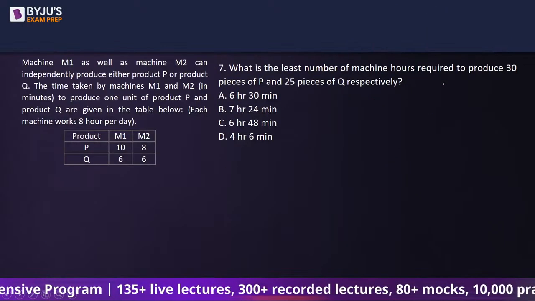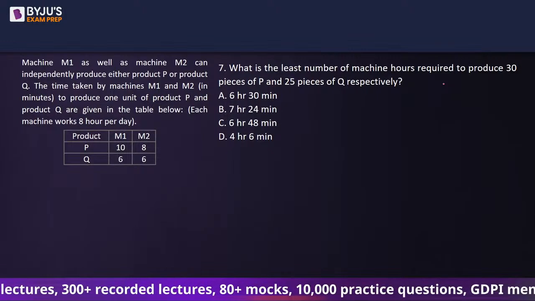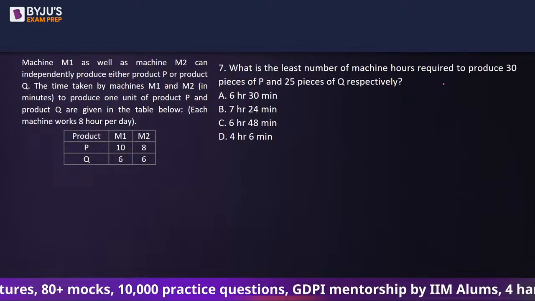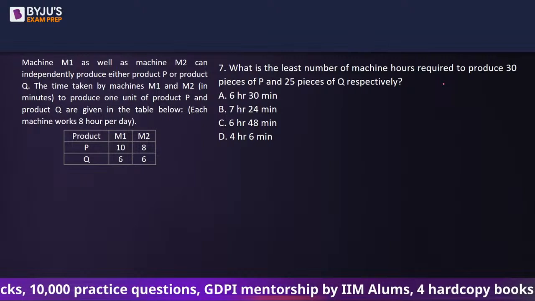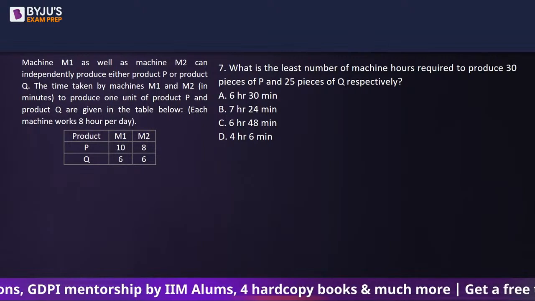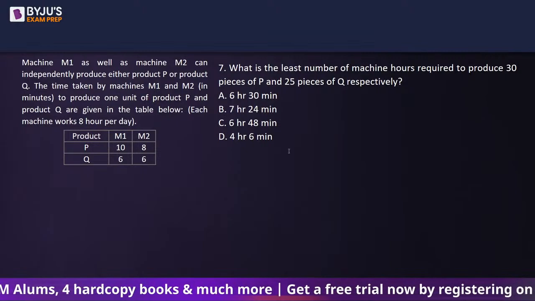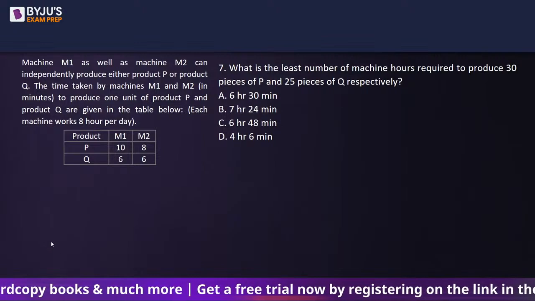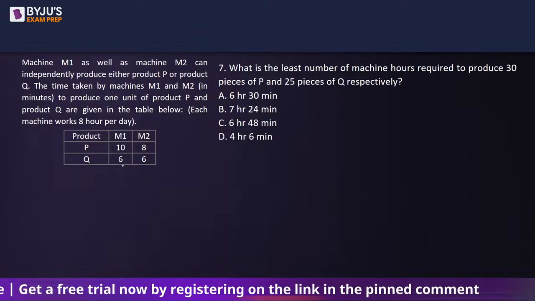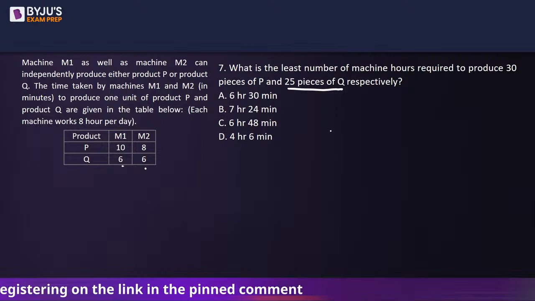So 119. Next, what is the least number of machines required to produce 30 pieces of P and 25 pieces of Q respectively? Minimum number of machine hours. Well, it doesn't matter who produces Q because both the machines take an equal number of minutes, right? So we are not going to face any difficulty in Q.